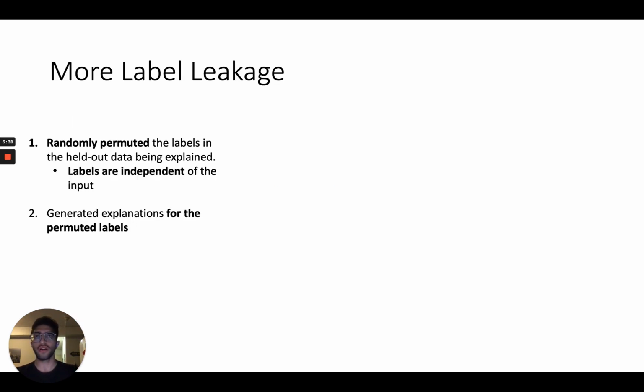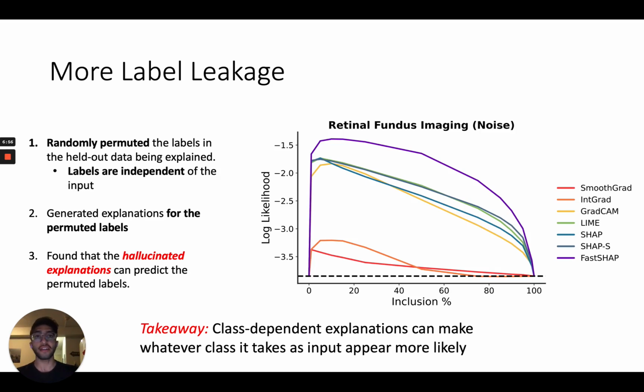To drive this point home, we conducted an experiment where we randomly permuted the labels in the dataset we were trying to explain, such that the labels were now independent of the input. We then used each of the class-dependent methods to generate explanations for the permuted labels. We found that the hallucinated explanations were able to predict the permuted label when using a model trained to predict the original labels. This suggests that class-dependent explanations can make whatever class it takes as input appear more likely.